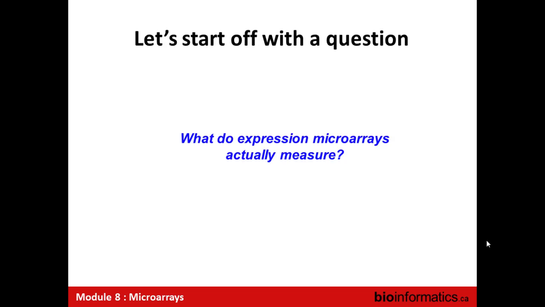So you'll discover I ask a lot of questions. You guys are going to have to stay awake. And let me start off with one. Microarrays are really old. So the first version of them is 1995, so almost 20 years ago. So what do they measure? What is an expression microarray? A standard Affymetrix or Agilent array measures?